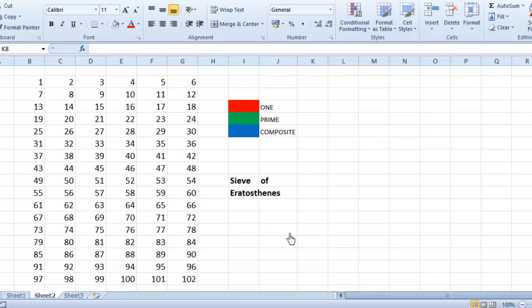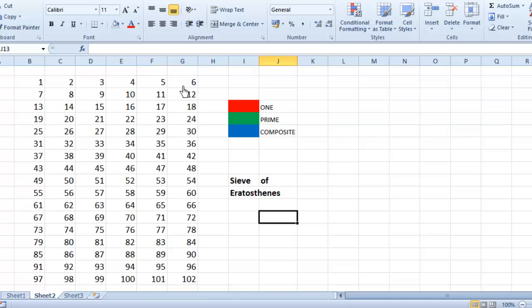Now let us learn something about the sieve of Eratosthenes. This is a particular method which is used to find the prime numbers. And in this particular lecture, we are going to find all the prime numbers from 1 to 102. So first of all, we are going to arrange the numbers in groups of 6.